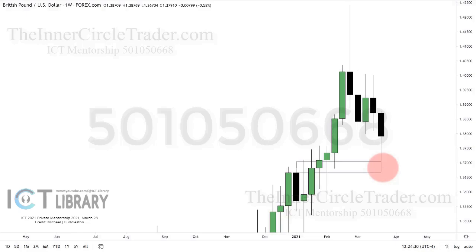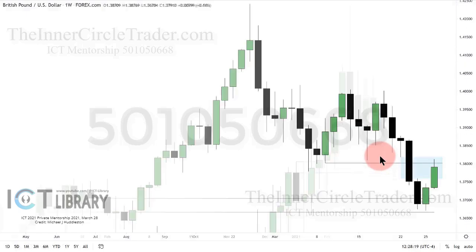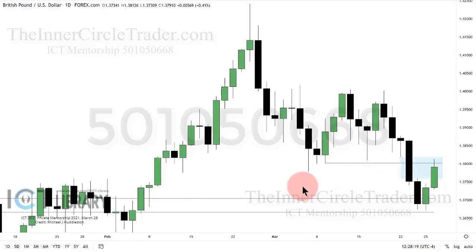Let's go further into this discussion and look at the daily chart. Here's that daily chart with the high and the opening price of that weekly bullish order block. You can see we didn't trade down to the actual opening price, but we did work inside that range and traded back up into this imbalance between this high and this low.